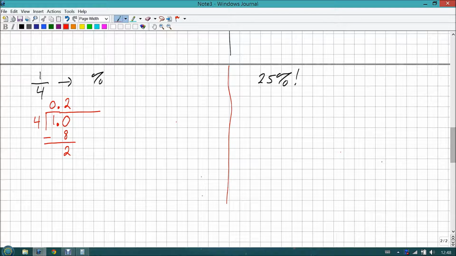Since I still have a remainder, I repeat the process. I place another 0 behind the previous one. I bring that 0 down, and now I ask the same question. What times 4 can get me to 20? And the answer to that is 5. 5 times 4 is 20. I then subtract. I have nothing left. I have 0 remainder. Now I have a decimal.